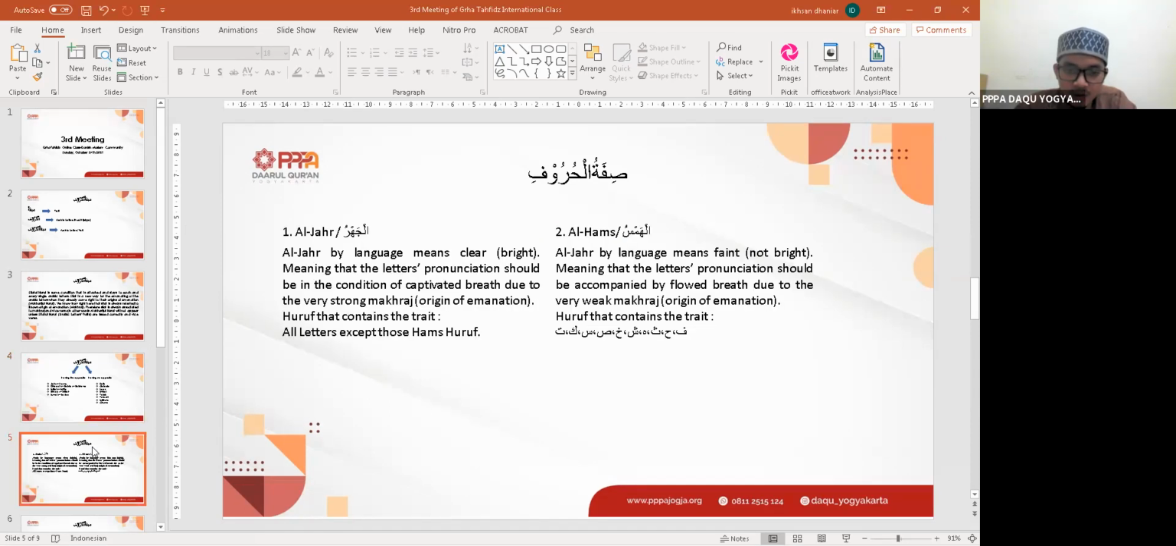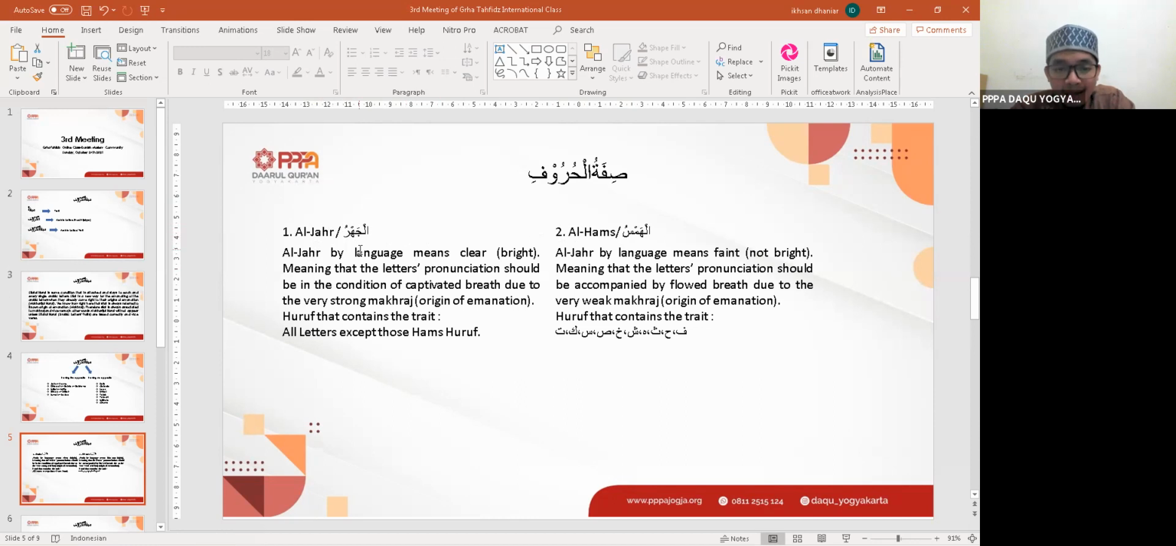So let's move on to the first sifa, or the first trait, which is called al-jahr. Al-jahr has the opposite with the name of al-hams. Al-jahr opposes al-hams, or you can say al-hams opposes al-jahr. Let's dive into al-jahr.